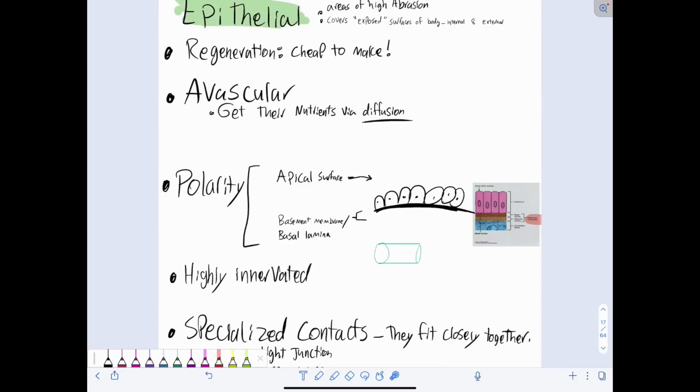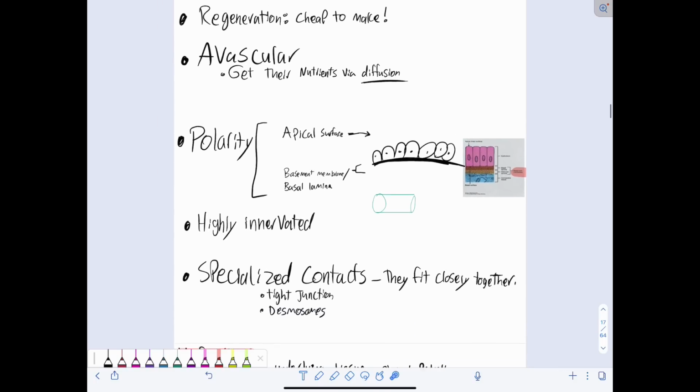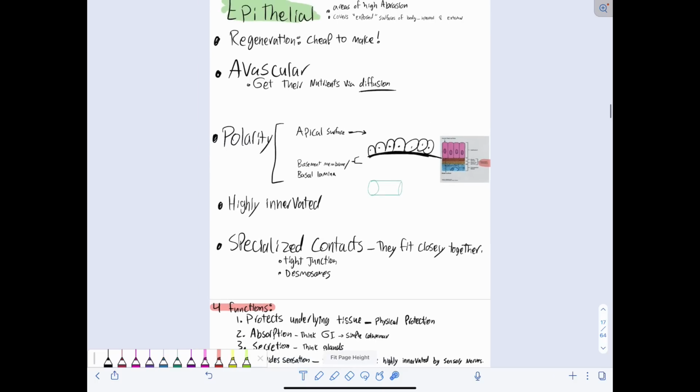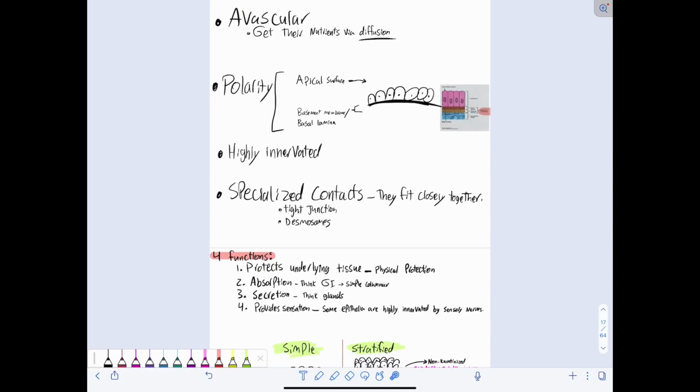That means they have two sides to them. There's the bottom side and there's the top side, the side they're exposed to, right? The apical surface is where they're exposed to. They are highly innervated, which means a lot of neurons go in that area. A lot of sensory neurons are there, to say the least. And they have specialized contacts that we talked about earlier, tight junctions and desmosomes. Tight junctions to prevent fluid leaking between the cells, and desmosomes to kind of keep them all together, right?